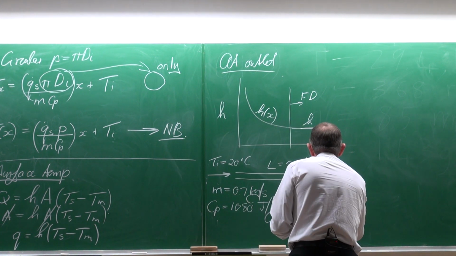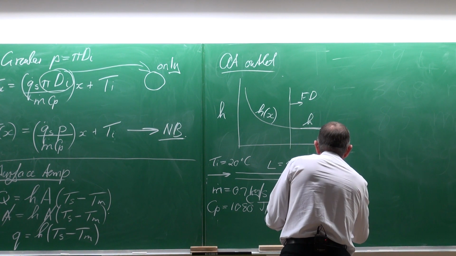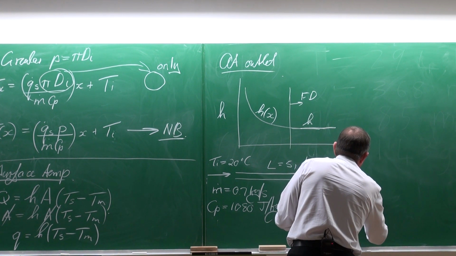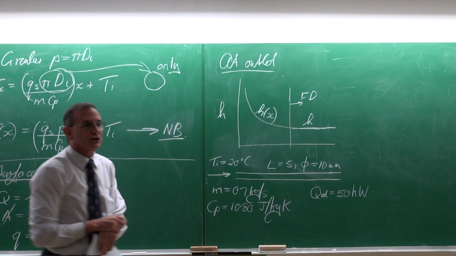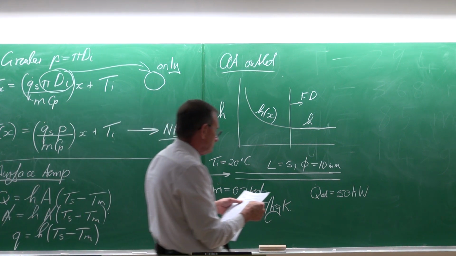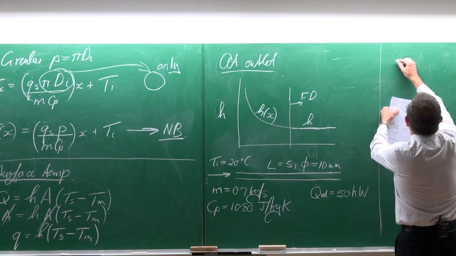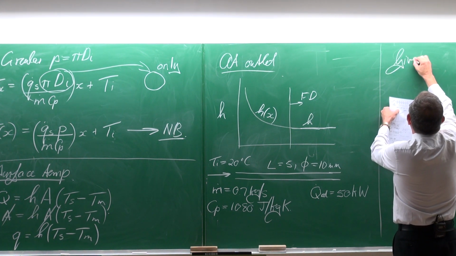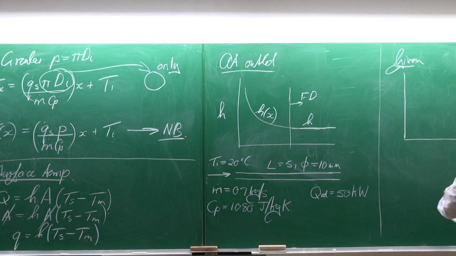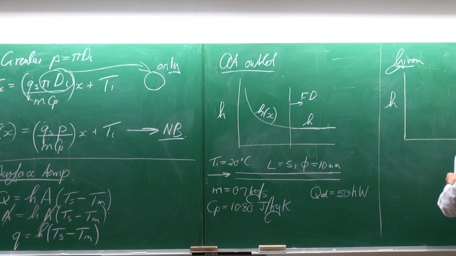And it is being heated by radiation heat transfer. Q is equal to 50 kilowatts. 50 kilowatts of heating for a 5 meter tube with an inner diameter of 10 millimeters. What is also given, which is unusual, are the heat transfer coefficients. Well, not everywhere, but only at a few selected points.